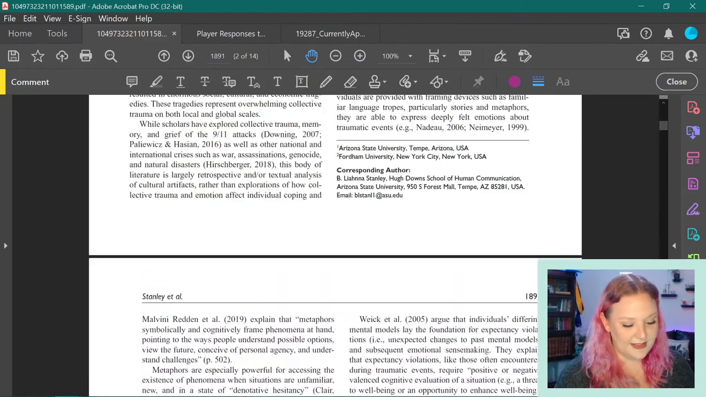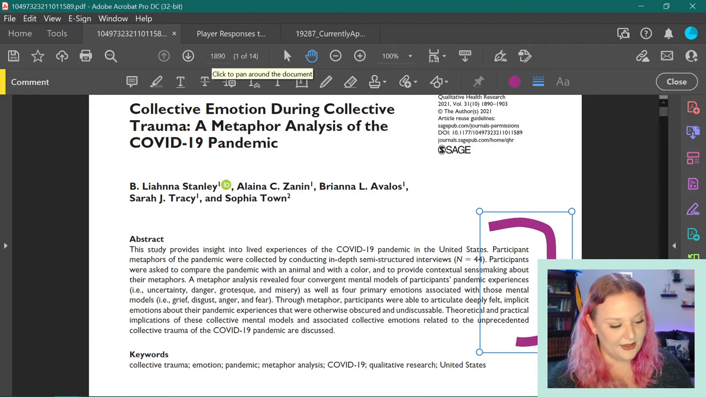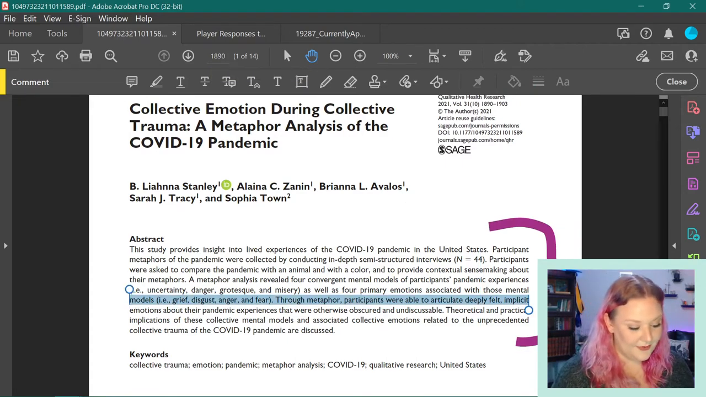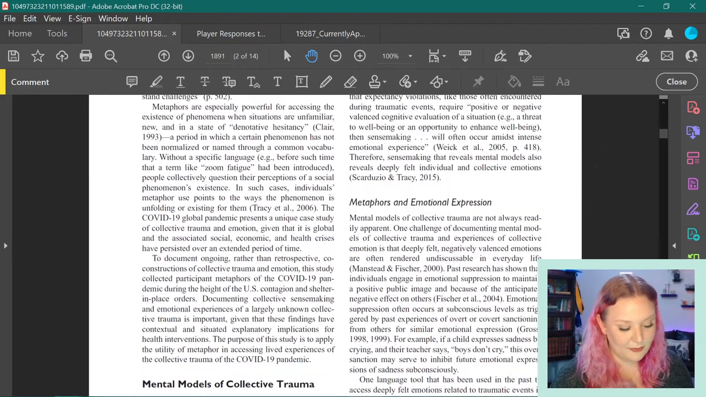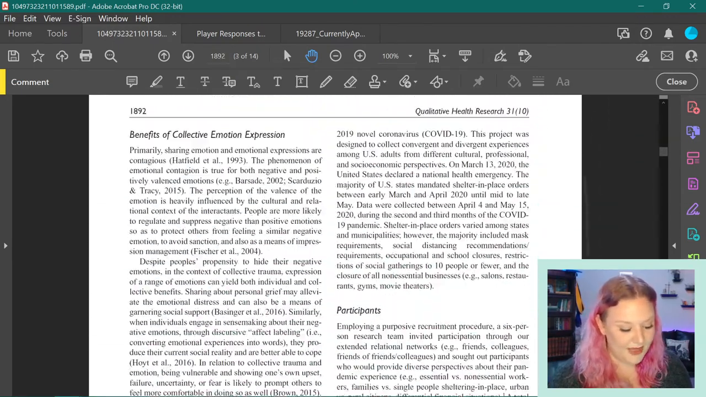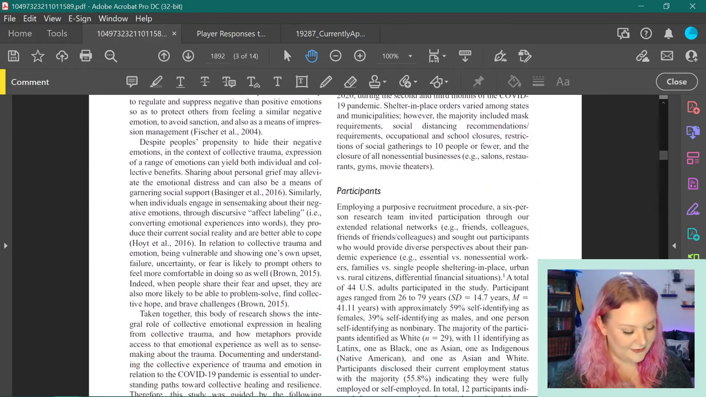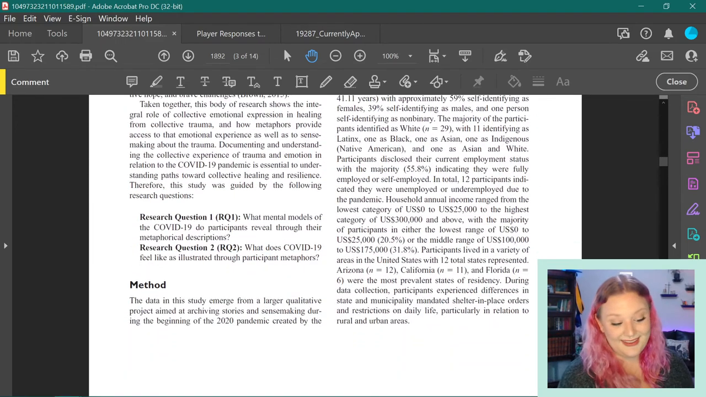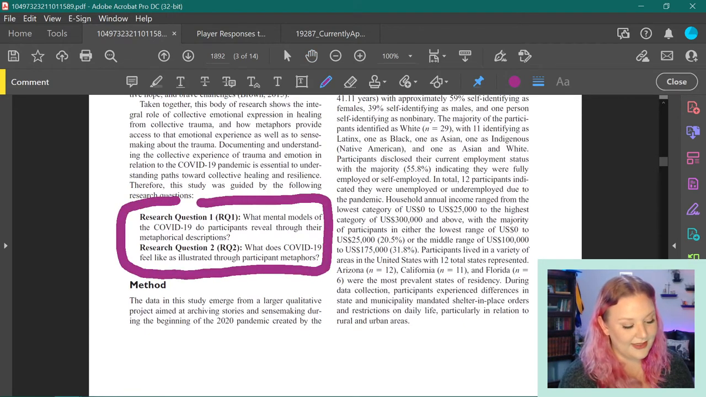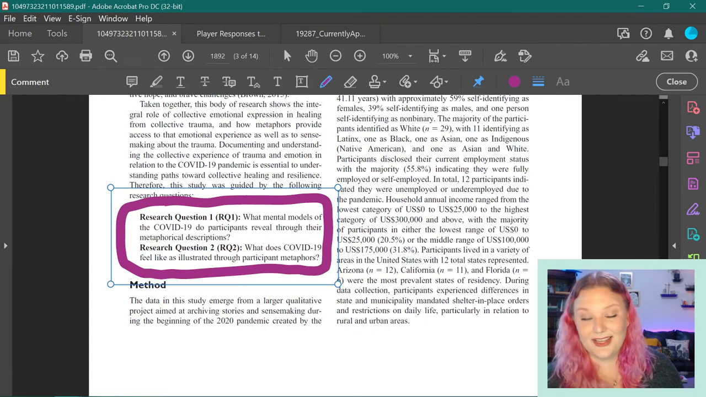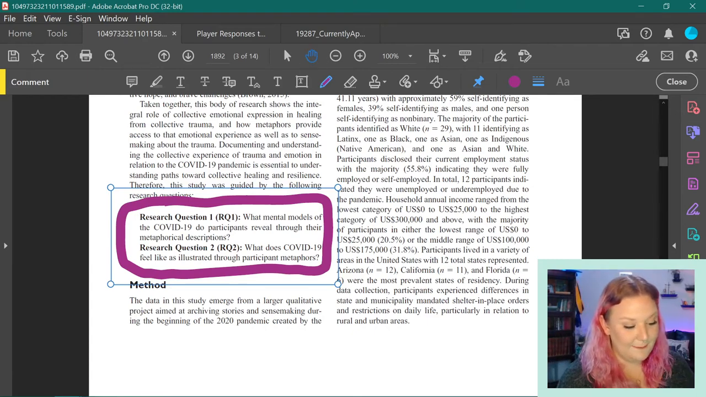So this is research about collective emotion during collective trauma. They start talking about mental models of collective trauma, metaphors and emotional expression, and then benefits of collective emotion expression. Great. And then we find this cool little spot right here where they lay out their research questions. Here are the questions that we're trying to answer. And then again, we get to that method section.